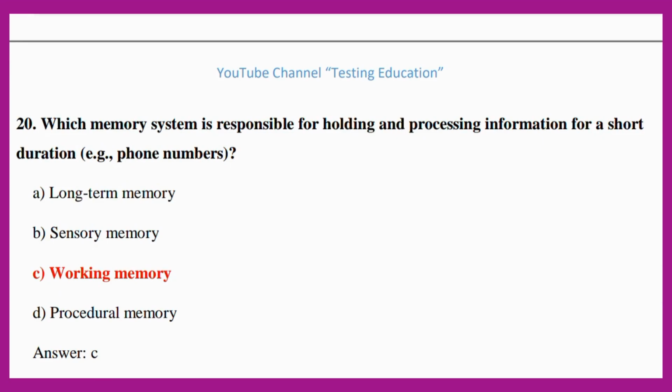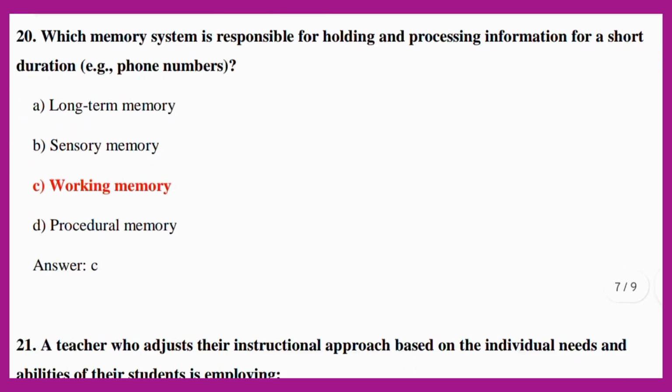Question number 20. Which memory system is responsible for holding and processing information for a short duration? Example given: phone number. Option A, long-term memory. Option B, sensory memory. Option C, working memory. Option D, provisional memory. Correct option is option C, working memory.